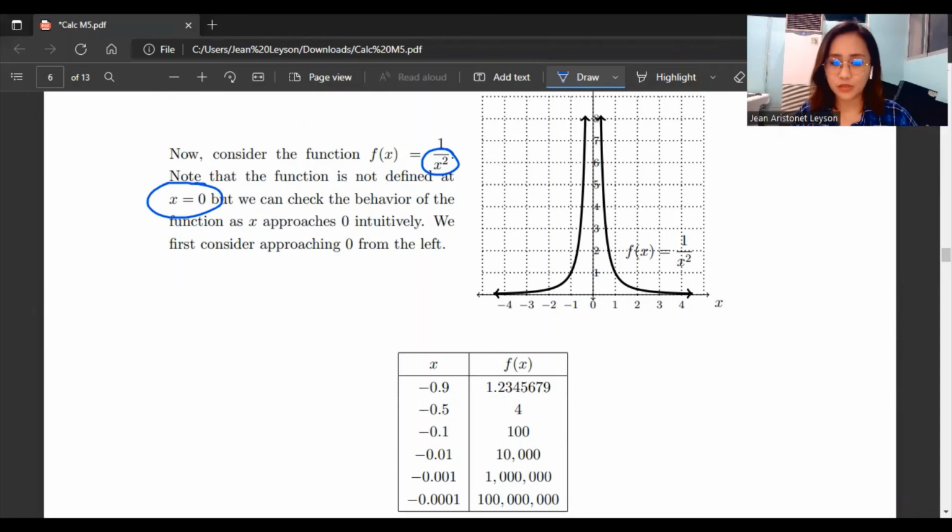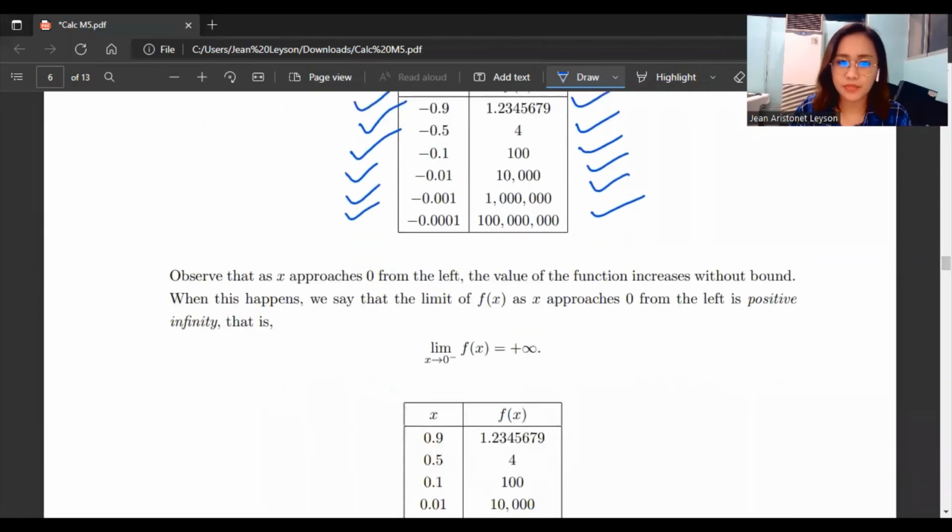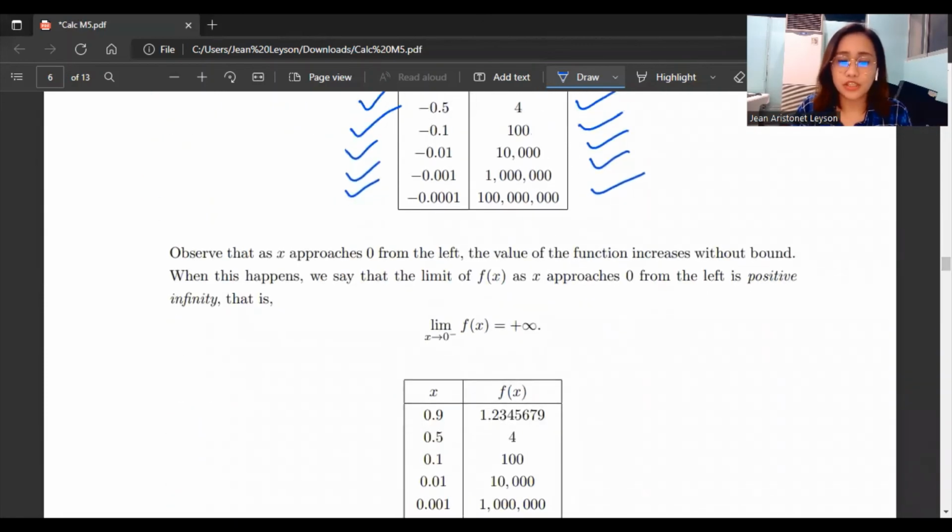So from the left, we have the values -0.9, -0.5, -0.1, -0.01, -0.001, and so on. Again, values that are closely approaching 0 from the left. And if we substitute those values to our function, these are the answers that we will get. If you observe, the values are getting larger and larger. Observe that as x approaches 0 from the left, the values of the function increase without bound.